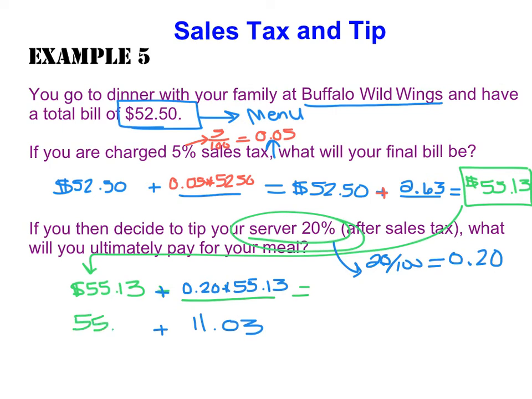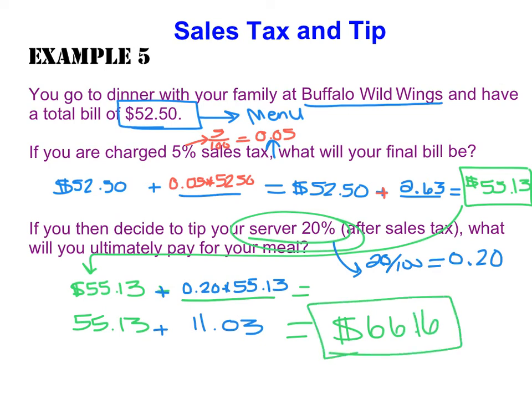So now I'm going to take my bill of 55.13, add it together with my 20% tip of 11.03, and as I do that, I have a final bill of 66.16. So I'm noticing here that I start with my original amount, I tack on 5% sales tax, I then take that new value and I tack on a 20% tip for a total of $66.16 as the final amount that I pay for that meal.